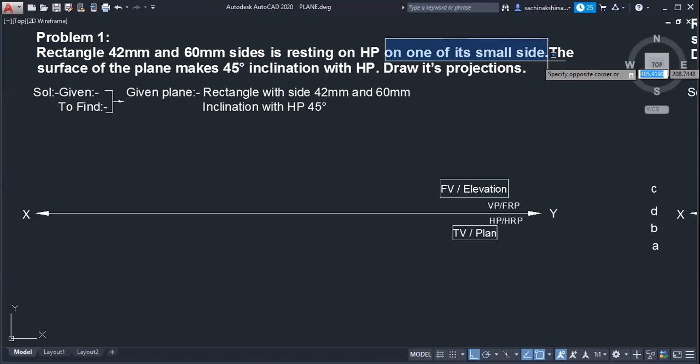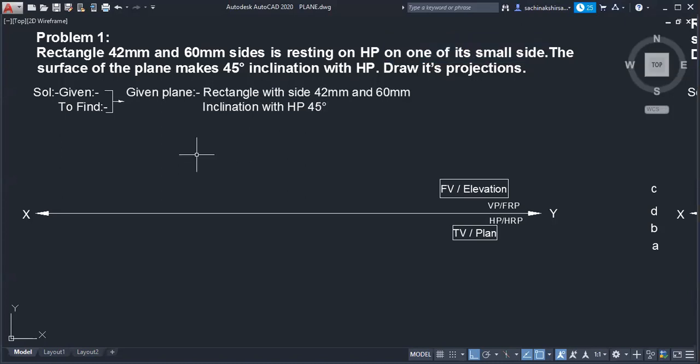On its small side. Which is the small side of this rectangle, 42 or 60? 42. That side you have to draw towards the left hand side, so that we will give inclination. This is most important. So let us start this problem.